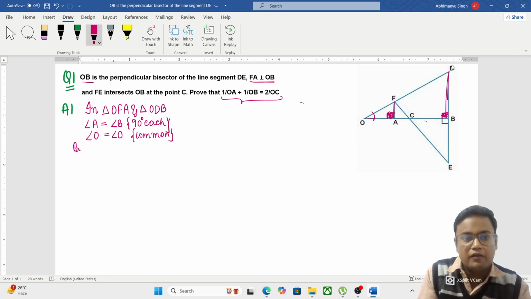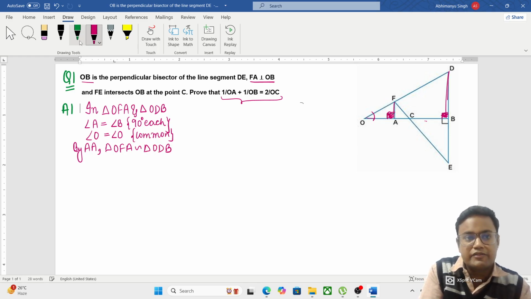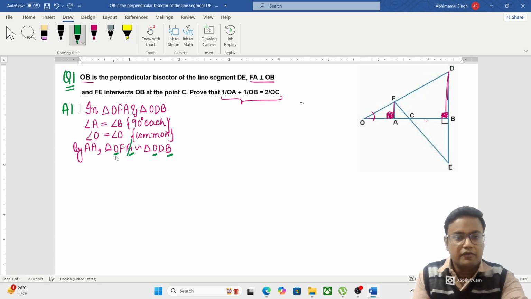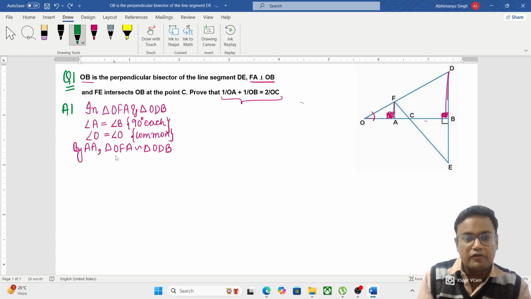So by double A similarity, triangle OFA is similar to triangle ODB. We can see the order as well, like O corresponds to O, right? A corresponds to B. A is the third letter here, so B must be the third letter here. So the correspondences we can check here itself, and they are all right.